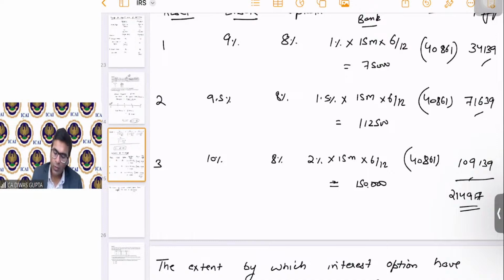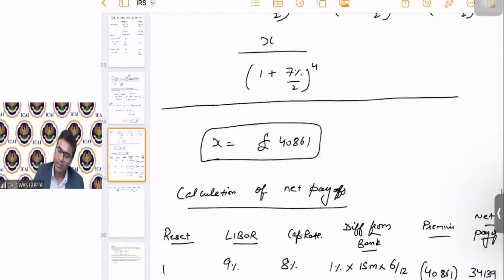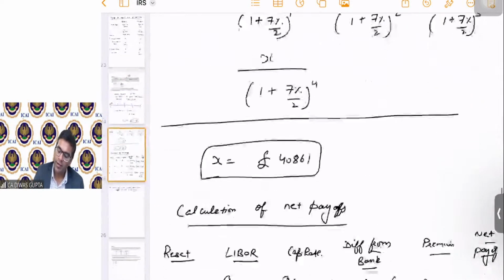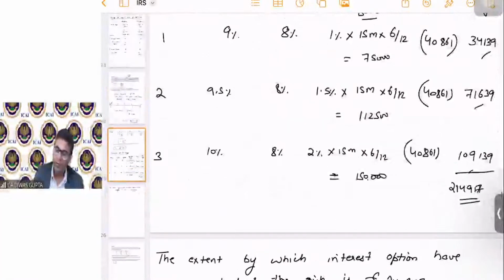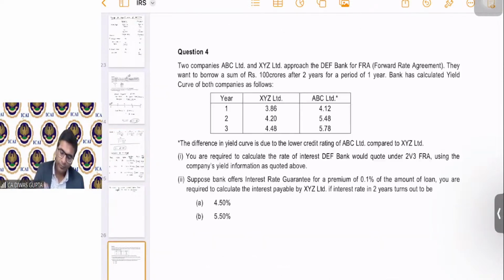Let's move to the next question, students. I hope this is understood clear. Now we have a practical question that we discussed on the cap option, right? So we have discussed forward rate agreement, interest rate futures through bonds, futures, and then interest rate options or interest rate guarantee. Okay. Now let's come to question number 4.